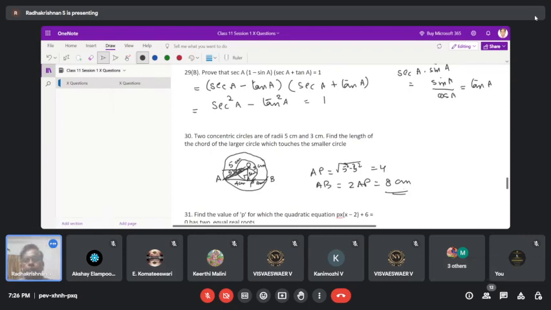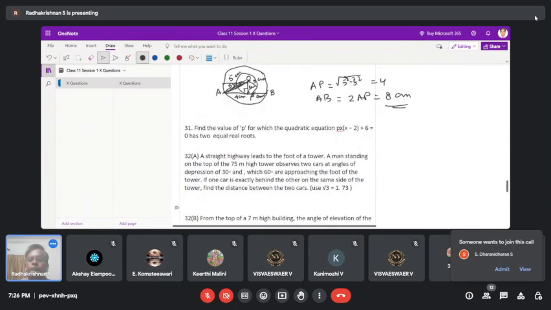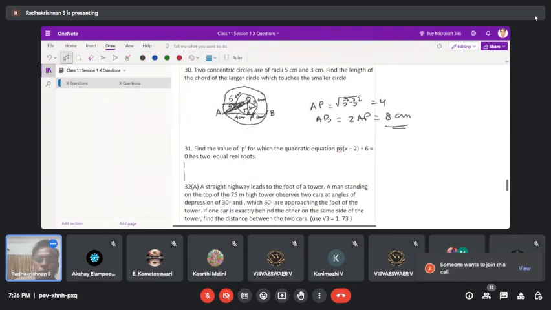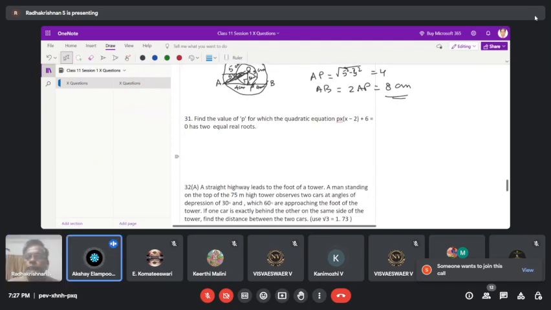So if you draw the diagram, it becomes very clear from the diagram itself. Shall we move on? Yes, sir. Problem number 31.